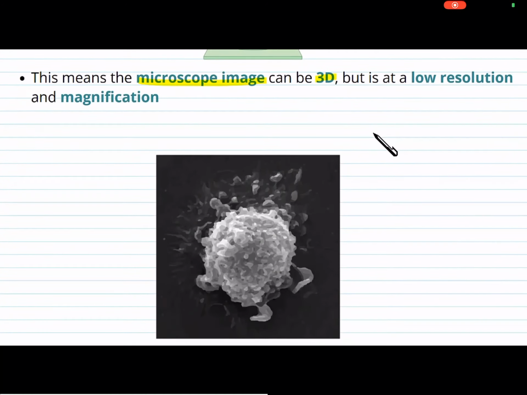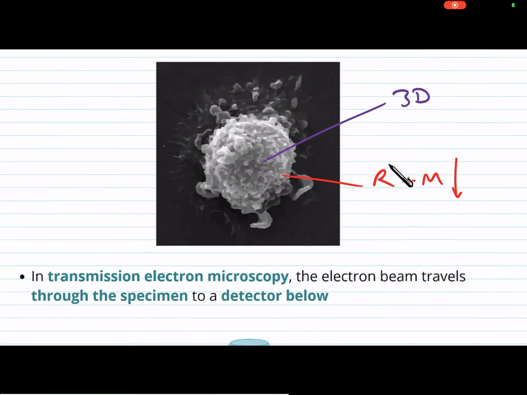So the benefit is we see things in 3D, but the resolution is quite low, and so is the magnification. It would be great to see a general structure and how tissues arrange themselves in three dimensions. However, the downside is that the resolution and the magnification are both low.